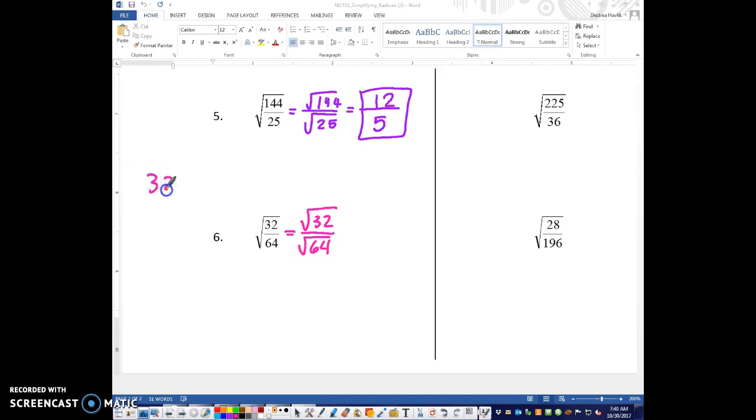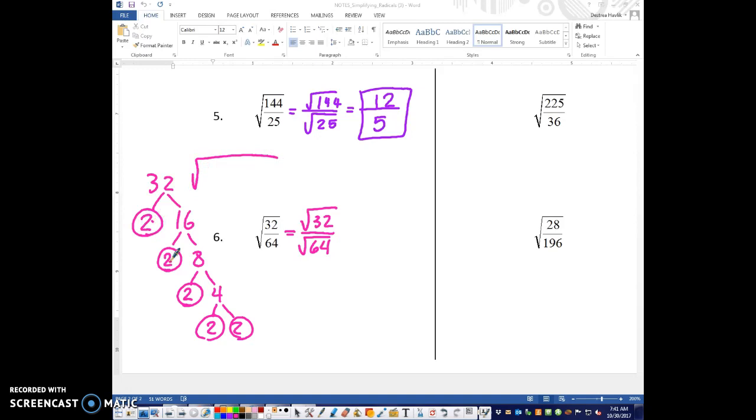Okay, so we have to simplify this. So we take 32. Can 32 be divided by 2? Yes, with what? 16. Circle your prime number. Can 16 be divided by 2? Yes, with what? 8. Circle your prime number. Can 8 be divided by 2? Yes, with what? 4. Circle your prime number. And can 4 be divided by 2? Yes, 2 and 2. Circle your prime numbers. So instead of the square root of 32, we have the square root of 2 times 2 times 2 times 2 times 2.